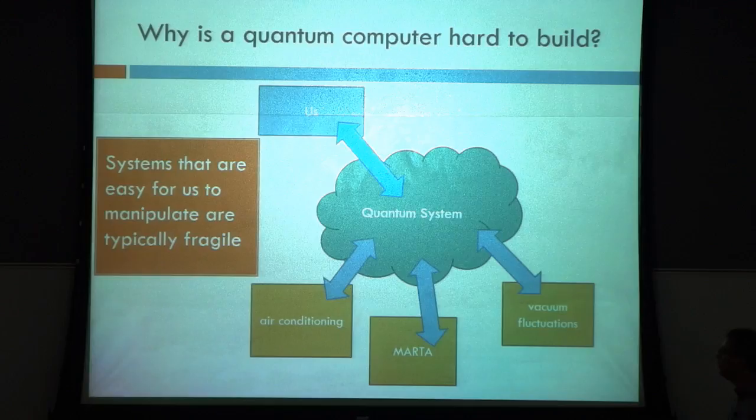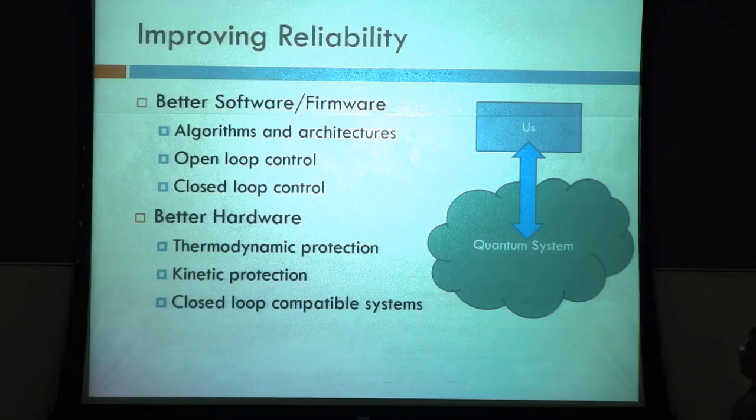When I think about my quantum information work, I really think about it in the context of always trying to improve reliability. And so these are just different ways you could imagine improving reliability. At the software and firmware level, thinking about algorithms and architectures that are better, some kind of open loop feedback, closed loop feedback, and then better hardware. Like, can we make hardware that's thermodynamically or kinetically protected from noise? And can we make hardware which is compatible with this closed loop control?